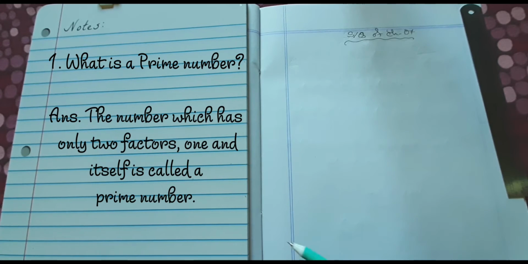The first question you can see over here is, what is a prime number? A prime number is the number which is having only two factors, one and itself. One and itself is called a prime number.